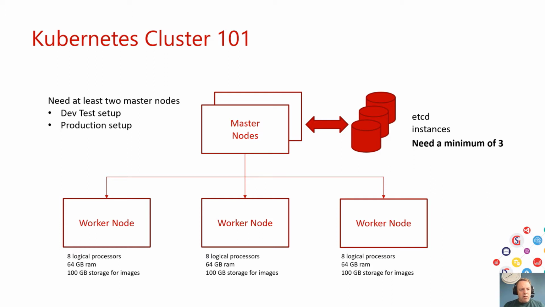You then need somewhere to run your actual application, which is your big data cluster. In this case, that somewhere is your worker nodes. Each worker node requires a minimum of 8 logical processors, 64 GB of memory, and 100 GB of storage for images. I tend to go with 200 GB because you also need somewhere to install and run your operating system. And again, for a production grade cluster, a minimum of three of these is recommended.